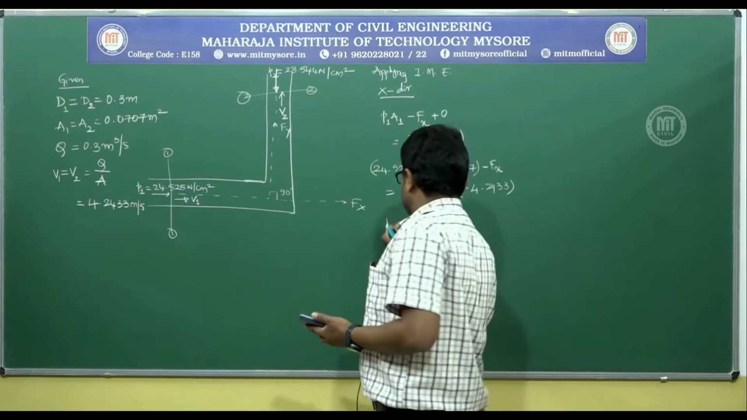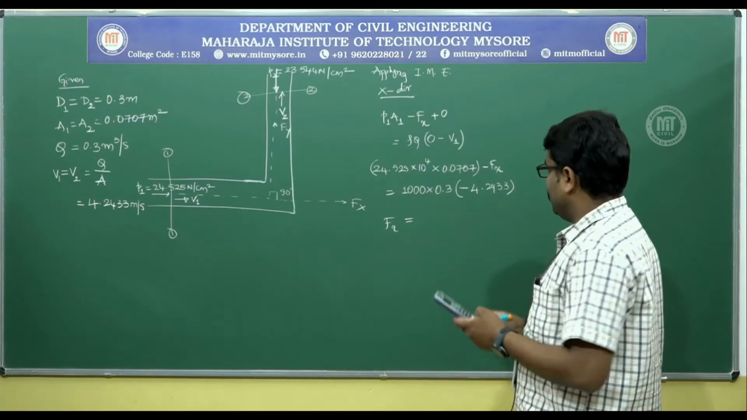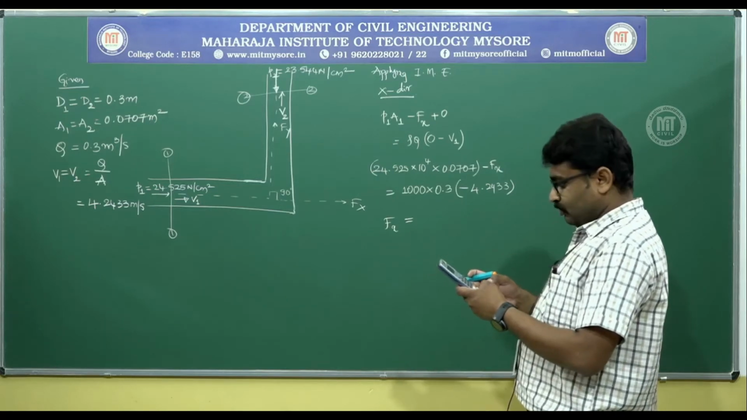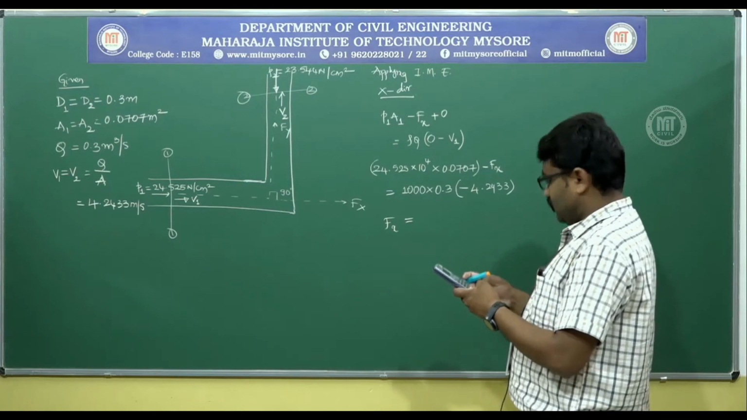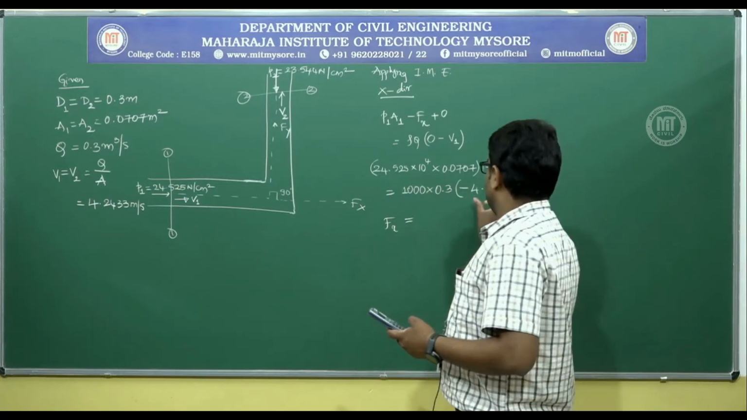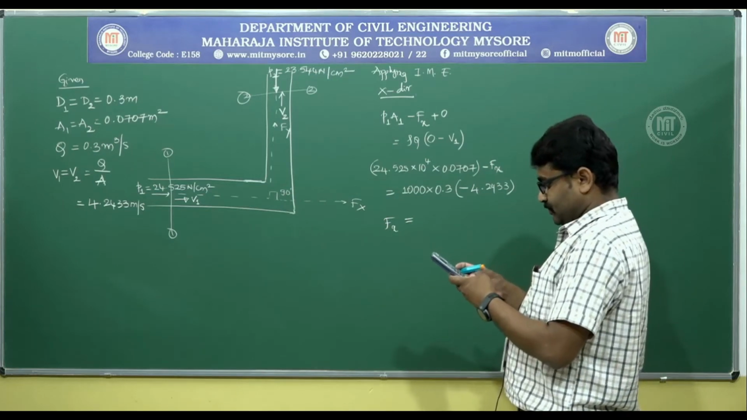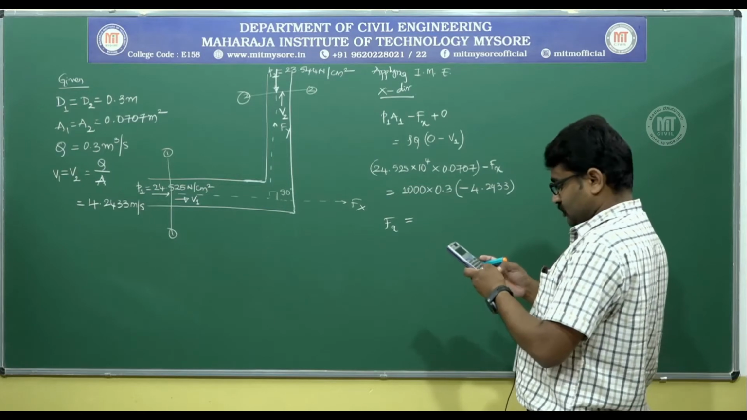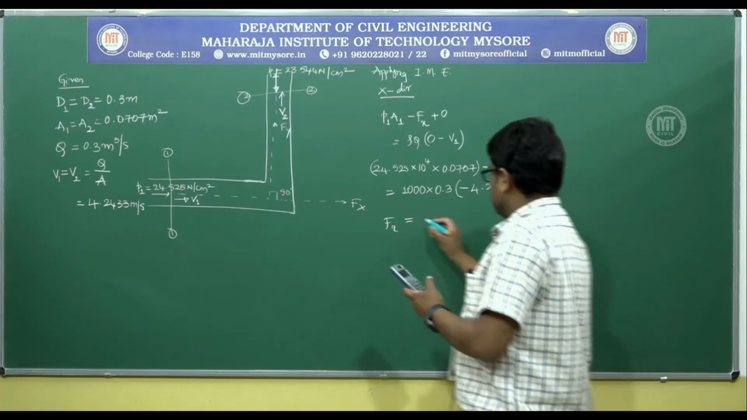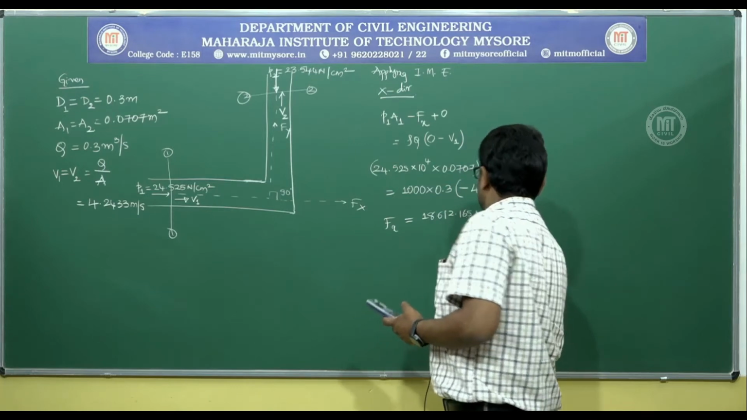V1 is 4.2433. When you solve this for Fx, you keep Fx to the right hand side, send everything onto the other side. So, 24.525 into 10 power 4 multiplied by 0.0707, and when you send the entire thing to that side, it becomes positive. So, plus 1000 into 0.3 into 4.2433. The solution is 18612.165 Newton.